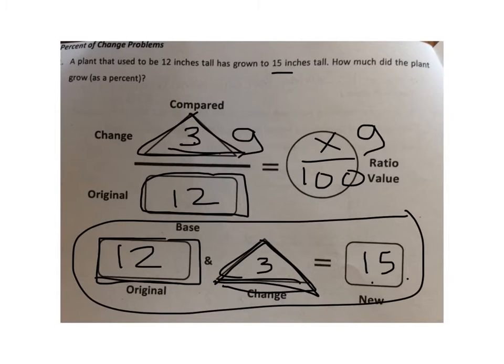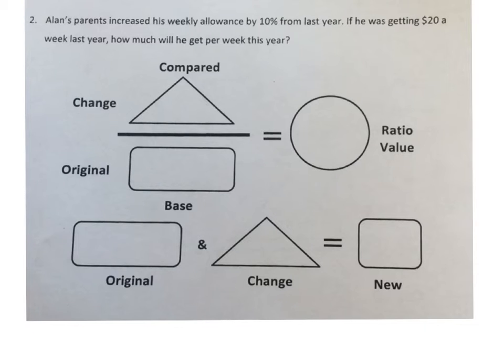Okay, once we have our 3 numbers, we're just going to multiply across and divide. So 3 times 100, and then you're going to divide by 12, and your answer is 25. This x is 25, but the question is what is the percent? So 25 out of 100 is 25%.